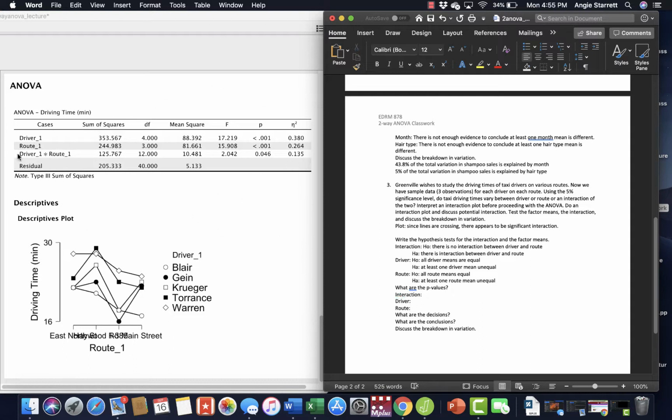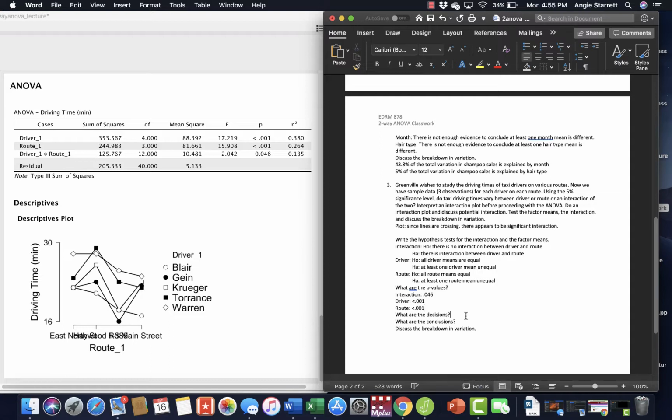And for the interaction, this is driver 1 times route 1. And we scroll over, and we see a p-value of 0.046. For driver, we see a p-value of less than 0.001. And for route, we see a p-value of less than 0.001.